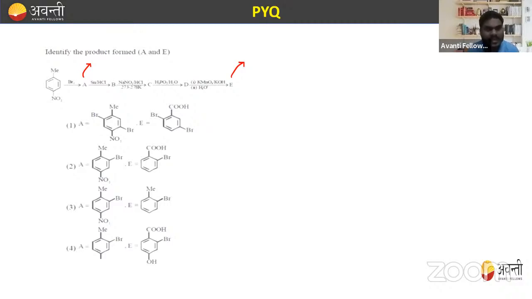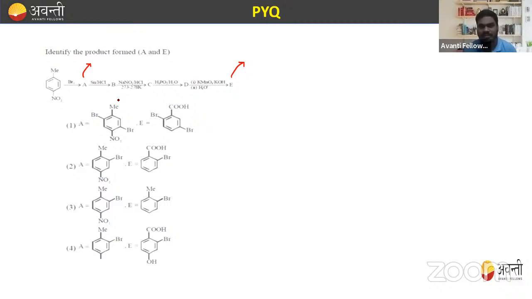Now, the first one is methyl NO2, and it is treated with Br2. So what happens, beta? We know that the methyl group is an electron donating group, and it favors ortho and para direction, whereas the NO2 group is an electron withdrawing group. So what is the possible step here, beta? Out of options A, B, C, D, which is the most appropriate answer for step A? Any idea? Okay, let's see the solution, right?